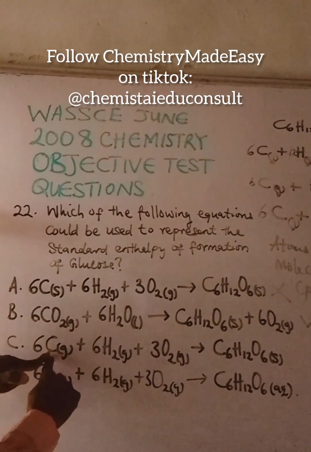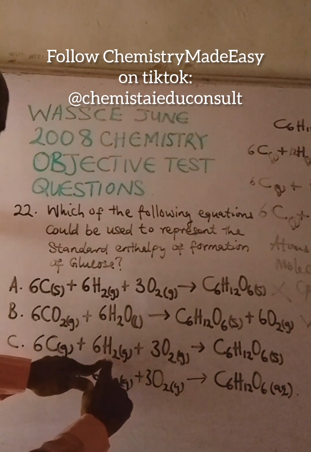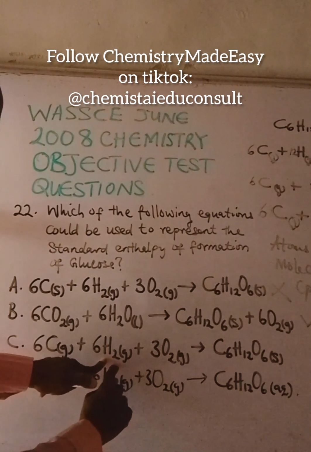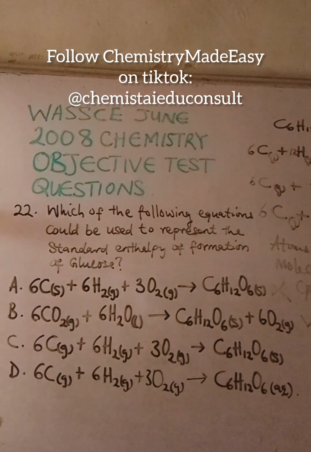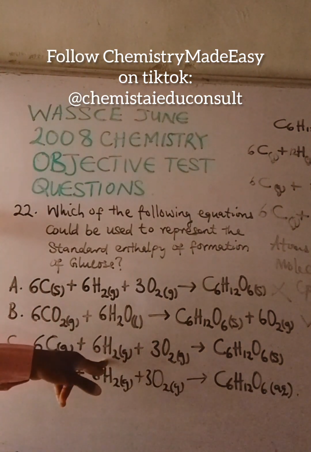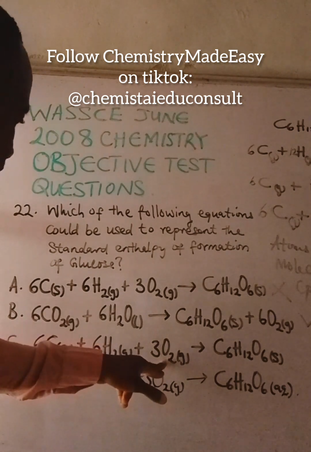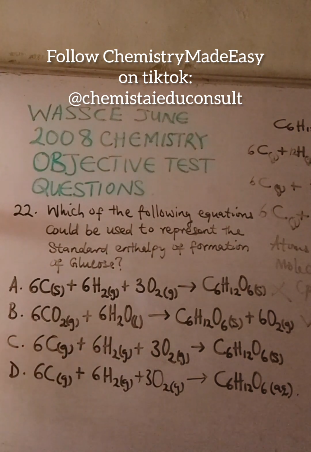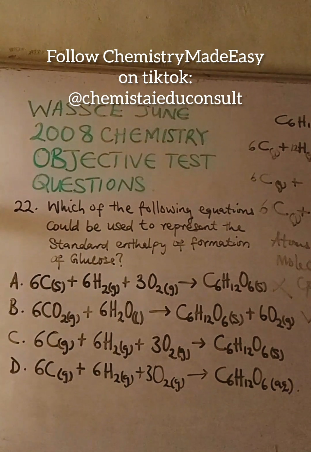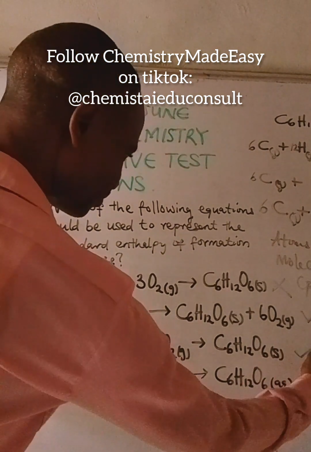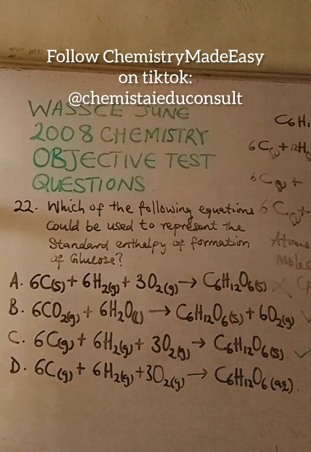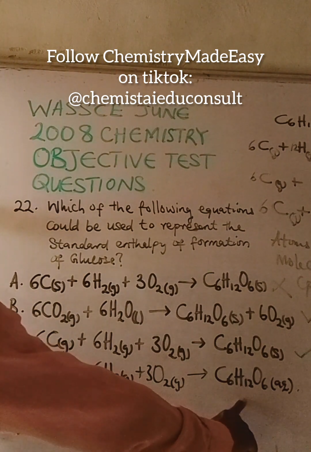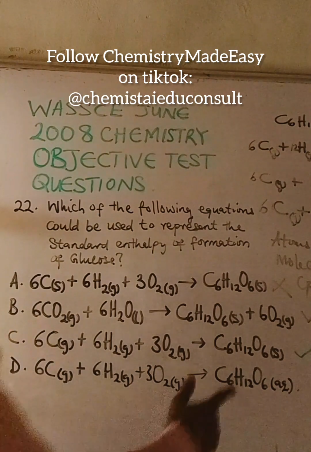Now let's check C. Carbon in standard state, gas. Hydrogen, H2 in standard state, gas. Oxygen, gas. Glucose, solid. C seems to be correct too. Yes, because all these species are in their standard conditions. D is not correct. Glucose should be in solid form and not aqueous.